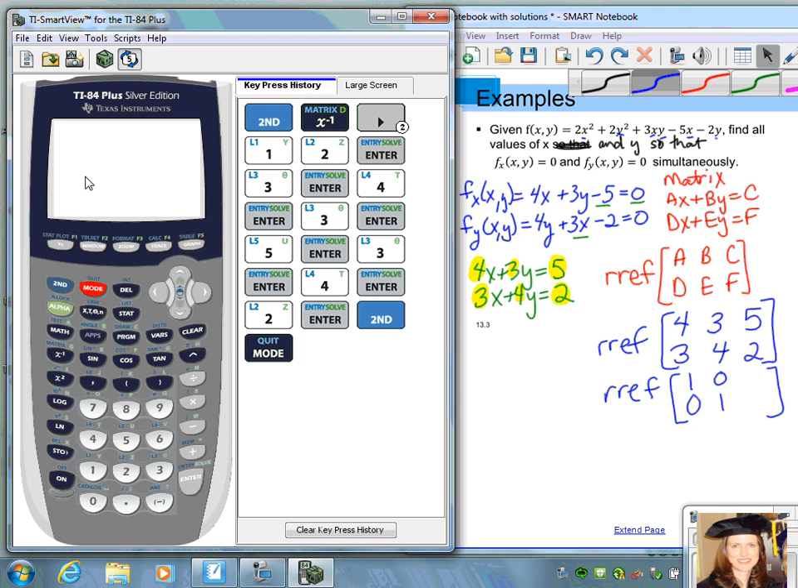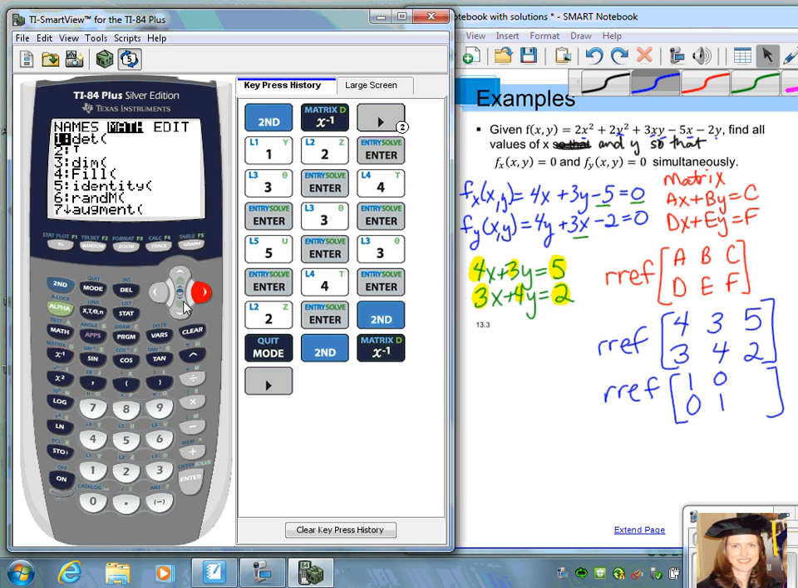Now I'm back to my home screen, and I want to find the command to reduce the row echelon form of this matrix. And I find that by going to the matrix menu, pressing second, matrix, and then I'm going to go to the math menu. You first edit the matrix to build it, and then you could do the math with the matrix. So I'm going to go to the right, and I'm going to scroll down until I see the command RREF. Now there's an REF, that's a row echelon form. That's not the one you want. You want to keep going down.